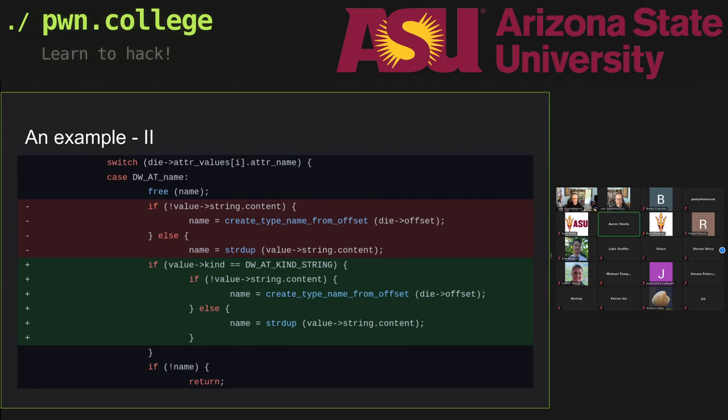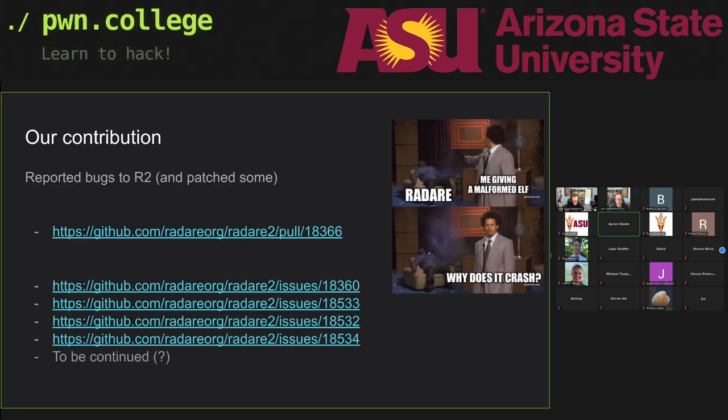It's evidenced by the much better fix. Next slide. Of course, we didn't just contribute this one issue to fix a bug in Radare. We contributed a few other bug reports that were all kindly fixed by Pancake.